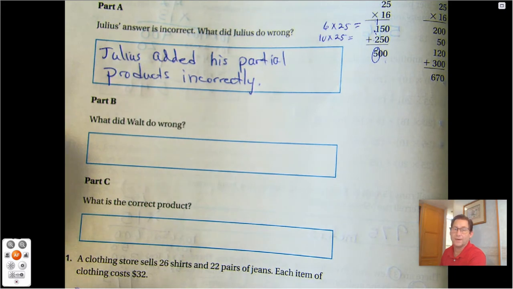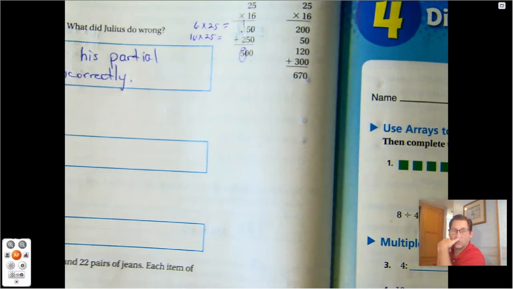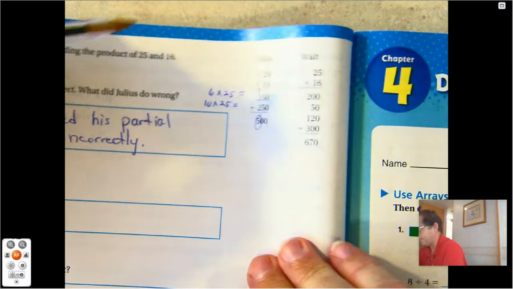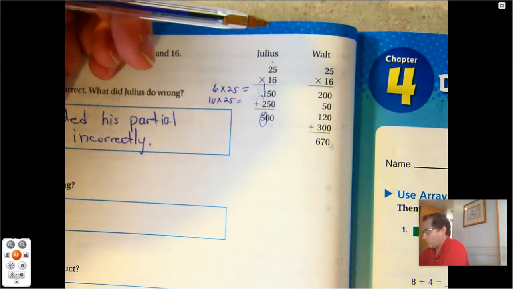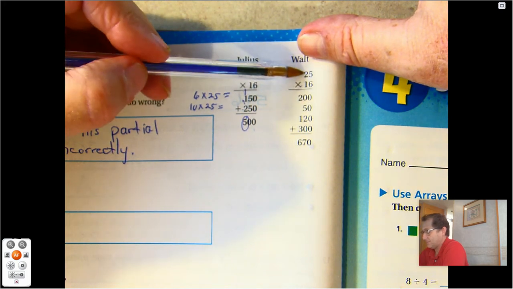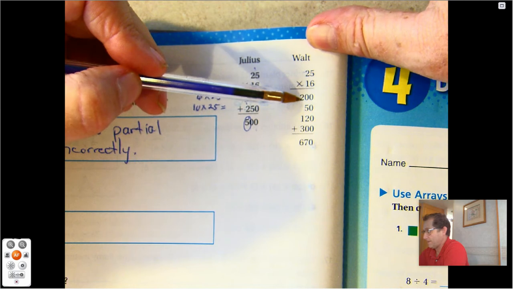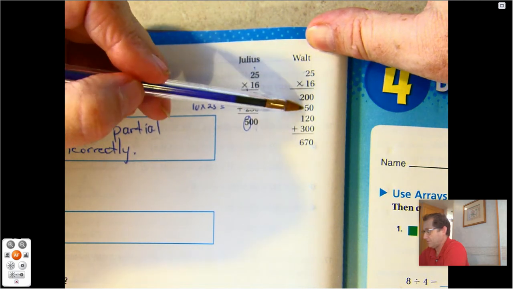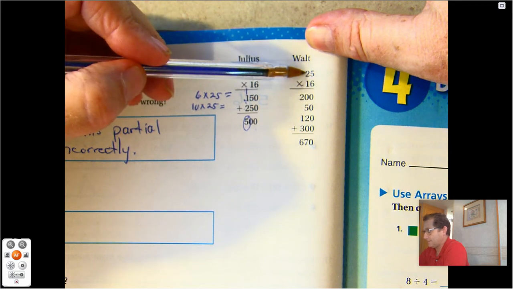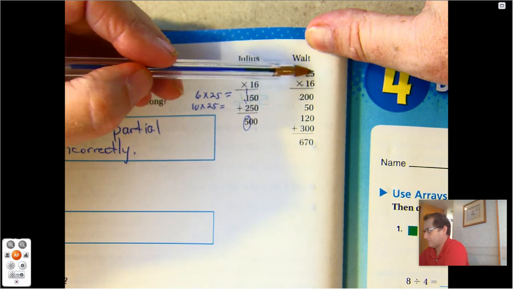All right. And in part B, it says, what did Walt do wrong? Okay, let's see what Walt did. Okay, Walt did 10 times 2 tens, which gave him 200. He did 10 times 5 ones, which is 50. He did 6 times 2 tens. 6 times 2 is 12, so 12 tens is 120. And he did 6 times 5 ones, which is not 300.